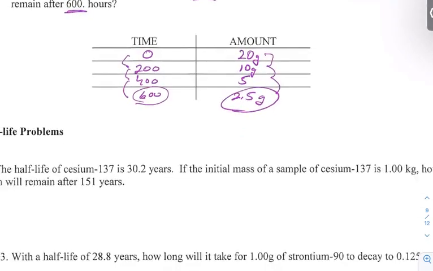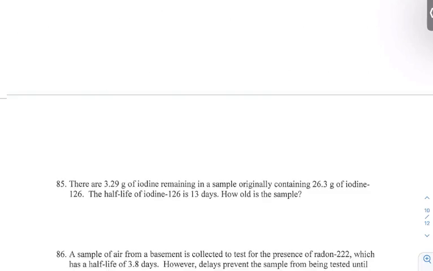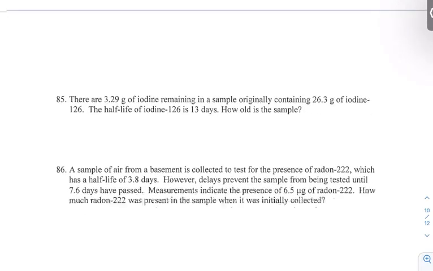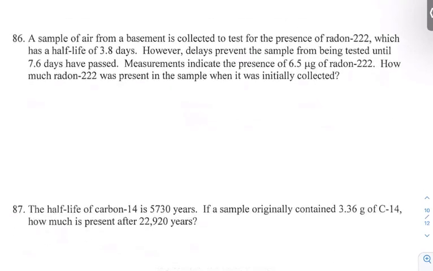Okay, and then there's one other style of problem I would like to show you. And this is where I give you the amount at the end. Number 86 is a good example of this. And this is the sort of thing that might happen. A sample of air from a basement is collected to test for the presence of radon, which has a half-life of 3.8 days. However, delays prevent the sample from being tested until 7.6 days have passed. Measurements indicate the presence of 6.5 grams of radon-222. How much was there initially?